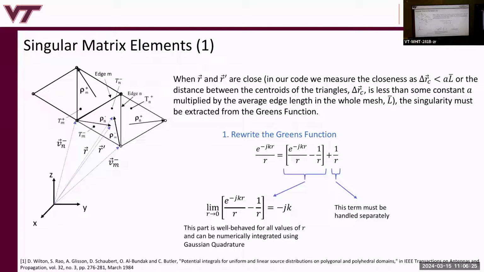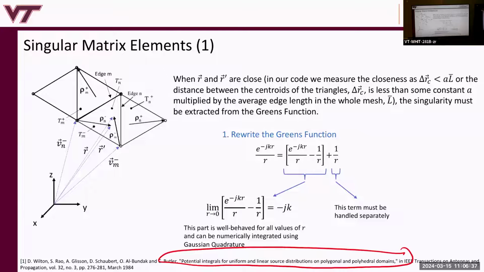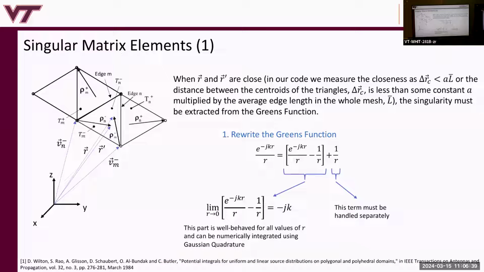Okay, that's a strategy. Everything I'm about to show you is in this paper by Rao, Wilton, and Glisson, the RWG guys, which is highly cited, from 84. It's called Potential Integrals for Uniform and Linear Source Distributions on Polygonal and Polyhedral Domains. All right?